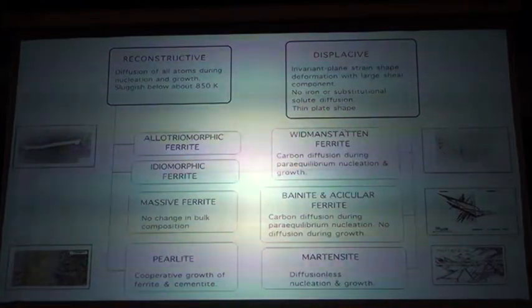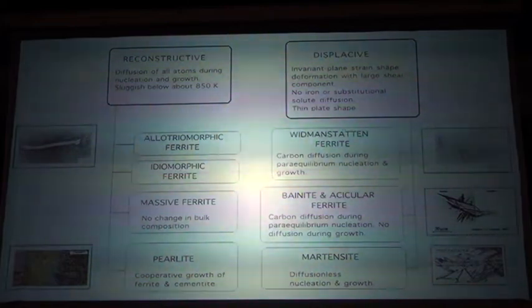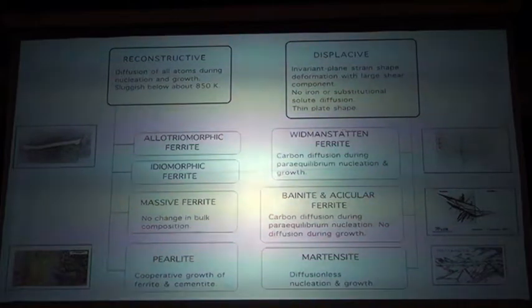You will see that I've categorized them into two parts. One is the reconstructive transformations here, in which the crystal structure is changed by breaking all the bonds and then rearranging the atoms in a particular new pattern without causing a lot of strain. So those transformations are close to equilibrium. And then we have all the displacive phase transformations, where you change the pattern in which the atoms are arranged by a homogeneous deformation of the crystal structure.